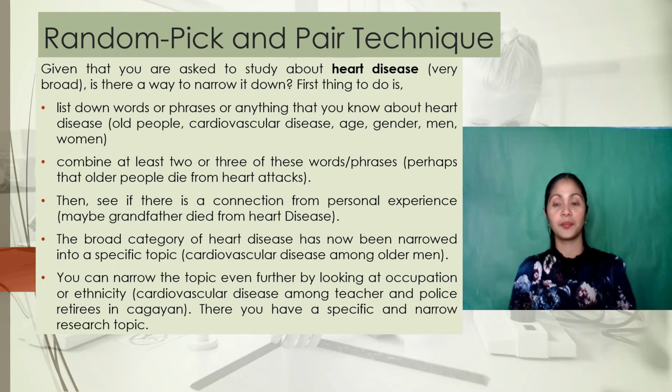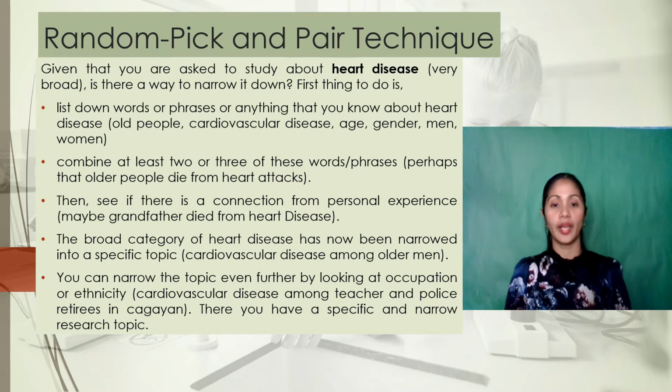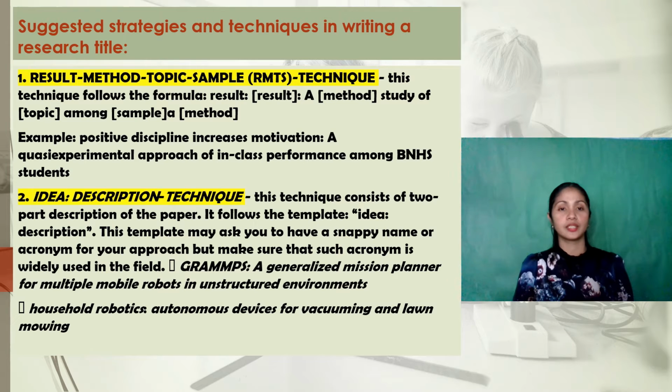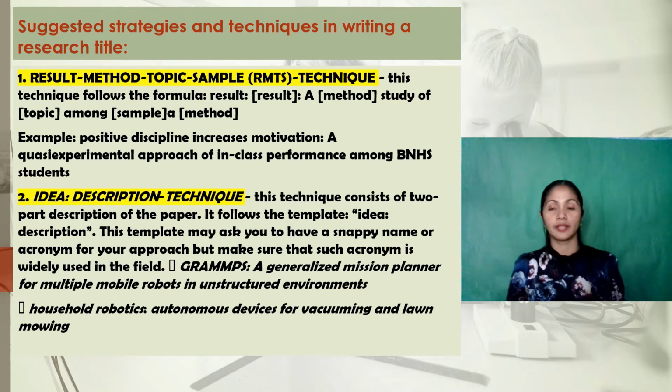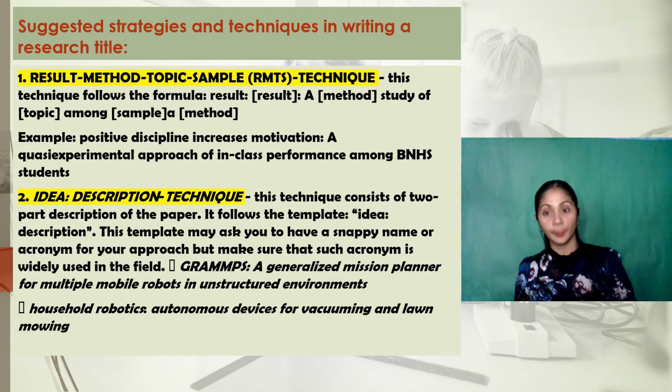We were able to come up already with a working title based on the steps that we had done. Now, there are other strategies, and these are some of the suggested strategies and techniques in writing a research title. A result, method, topic, sample, or the RMTS technique. That's the first technique. This technique follows the formula result, and then colon, a method, study of the topic, and then among, who, sample, and then again a method or a technique.